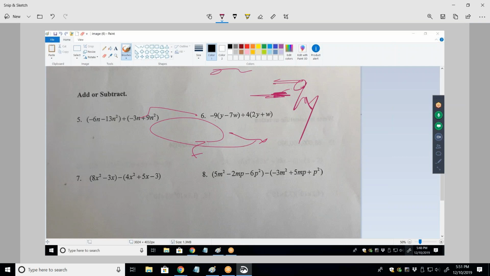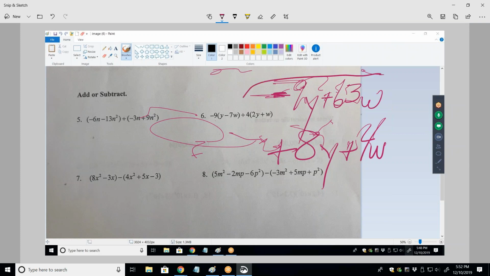What's 9 times 7? 63. What's minus times minus? Positive. So what's the answer? Plus 63w. Oh, sorry, I was looking at the left. That's okay. Now let's keep going. Let's distribute the right-hand side of it. So it's going to be 8y plus 4w.